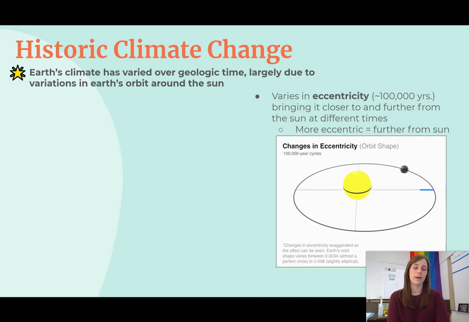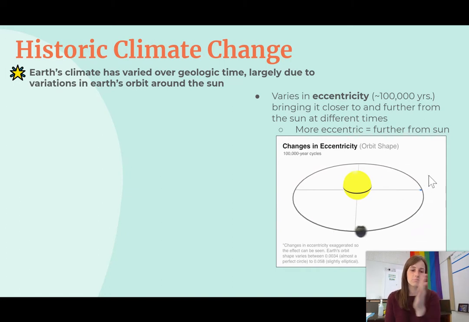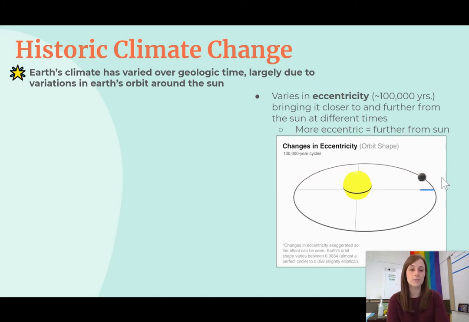is going to vary. Now, this diagram here is a little bit overstated. The shift that we get in the eccentricity is actually not as extreme as this, but it's just simulating it to show you more clearly what we're talking about.